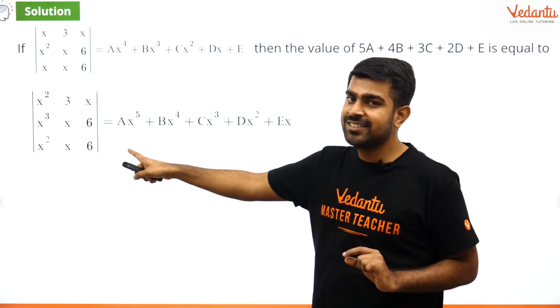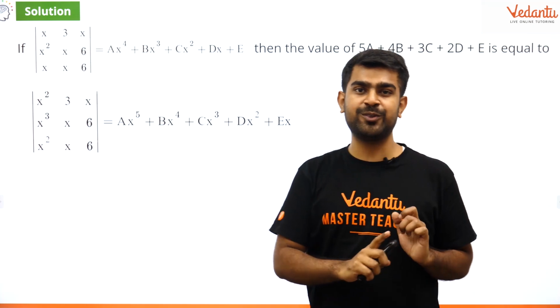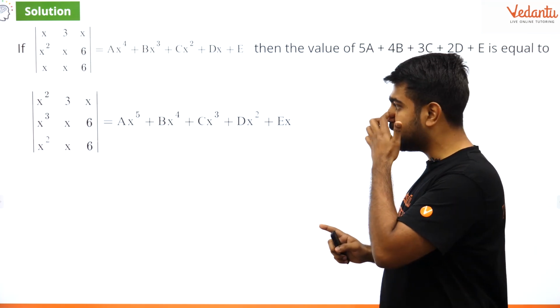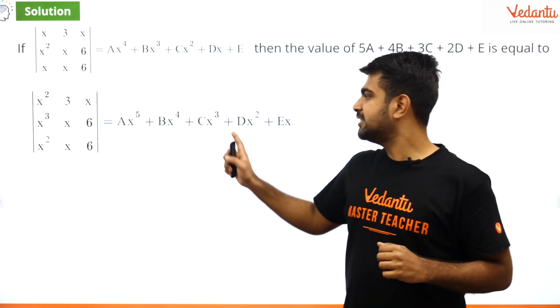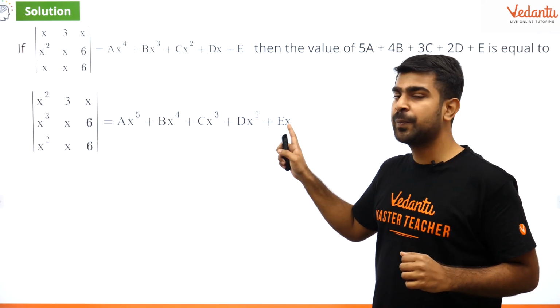And as you can see, the right hand side is something really beautiful. What is that? Ax to the power 5, bx to the power 4, cx to the power 3, dx square plus ex.